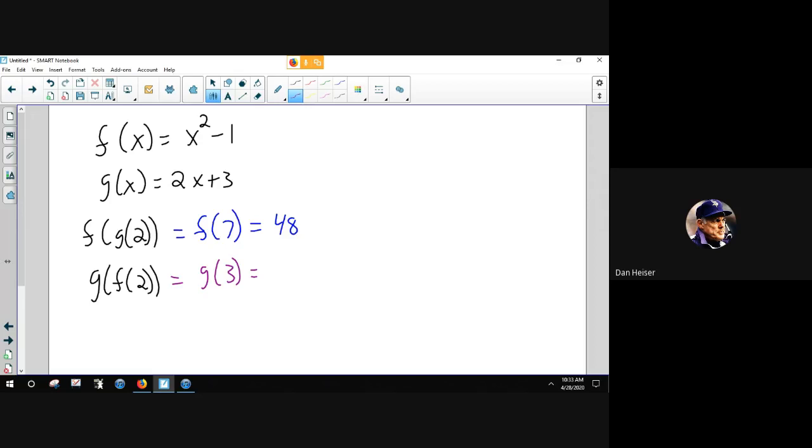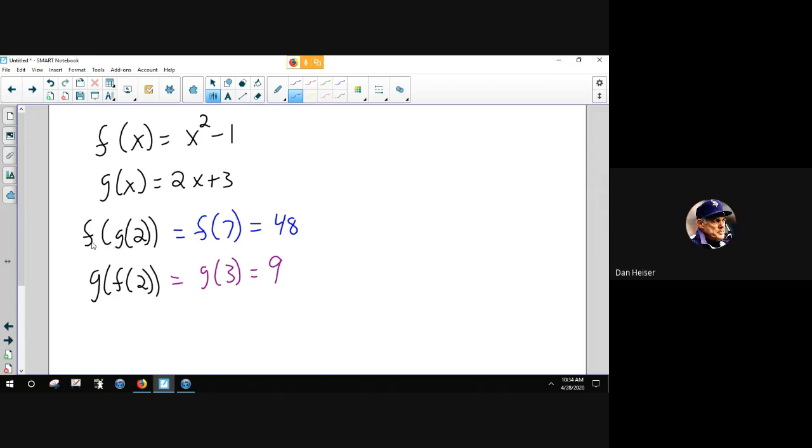Now we plug 3 into the next function, which is g. And we're going to get 9. And right away we notice something. Reversing the order of the functions gave us 2 different results. So yes, the order that you do calculations matters. It does matter.